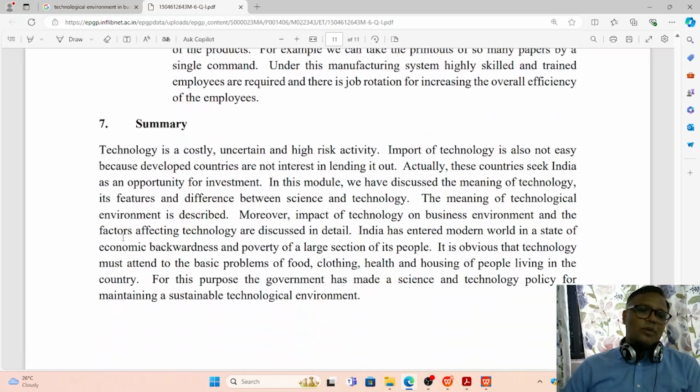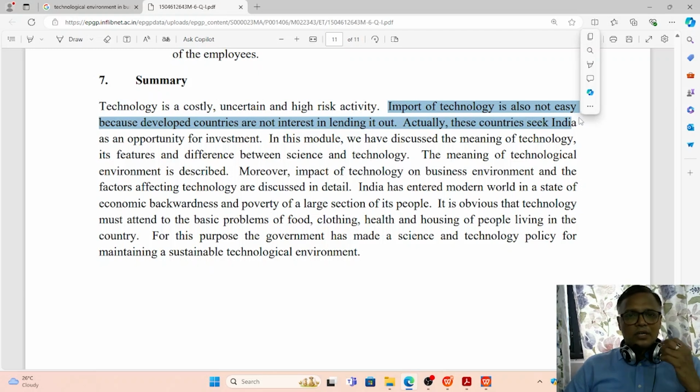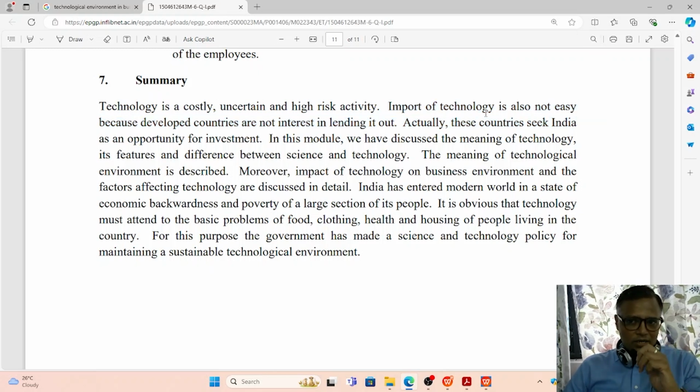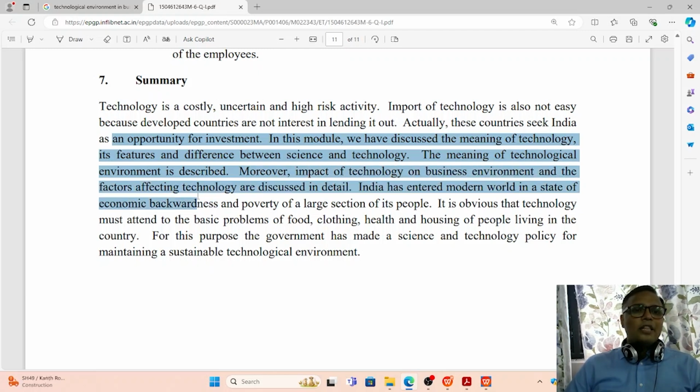Thus, in order to summarize, technology is a costly, uncertain, and high-risk activity. Import of the technology is also not easy because developed countries are not interested in lending it out. Actually, these countries see India as an opportunity for investment. In this module, we have discussed the meaning of technology and its features and the differences between science and technology. The technological environment is described. Moreover, the impact of the technology on the business environment and the factors affecting the businesses are discussed in detail.